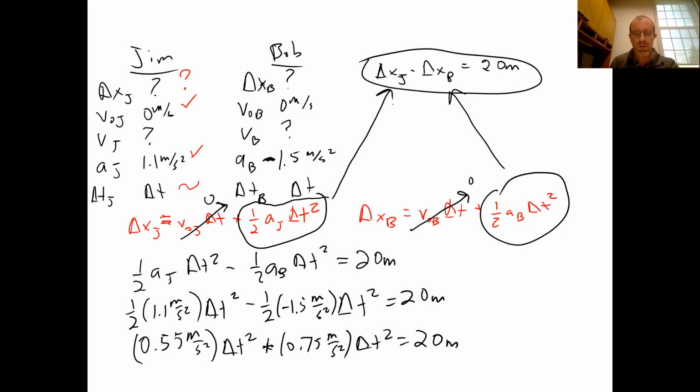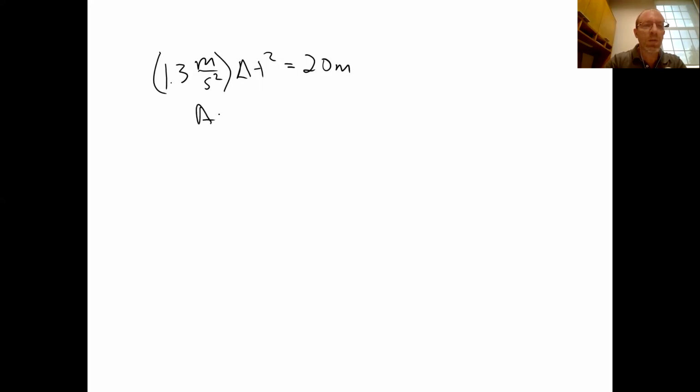Okay, so let's take this on to the next page. So 1.3, I'm adding those two coefficients together. Divide both sides by 1.3. I get delta t squared is equal to 15.4 seconds squared. Take the square root of both sides. If I take the square root of both sides, I get that my delta t is equal to 3.92 seconds.